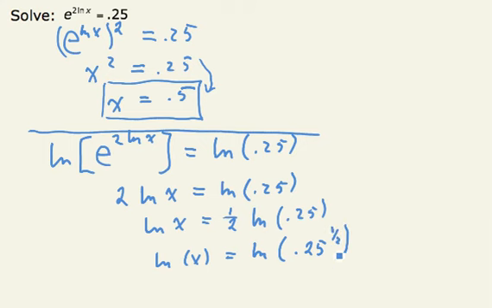I'm using the property that says if I have a number times the log of anything, that's the same as the logarithm of that number raised to that power. A little bit of decimal arithmetic tells me that this is the natural log of 0.5. So, if the natural log of x is the natural log of 0.5, then x must be 0.5.